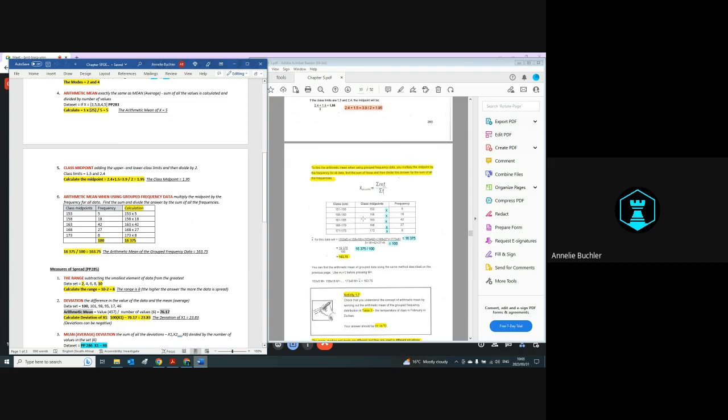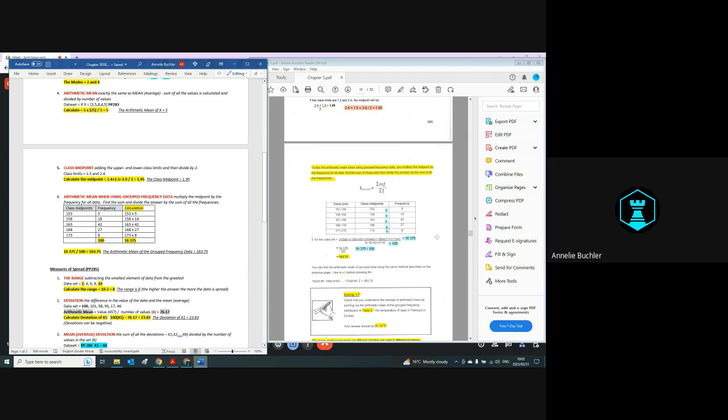So 153 times 5. So you added there 153 times 5, 158 times 18. You add it all up, okay? That equals 16,375. And then you add your frequencies, and that is 100. So you have 16,375 divided by 100, which gives you 163.75. So that will be the arithmetic mean of the group frequency data.